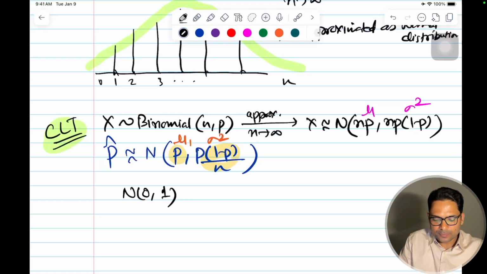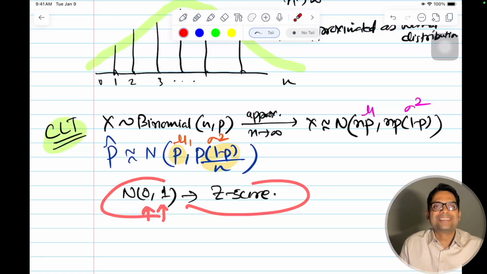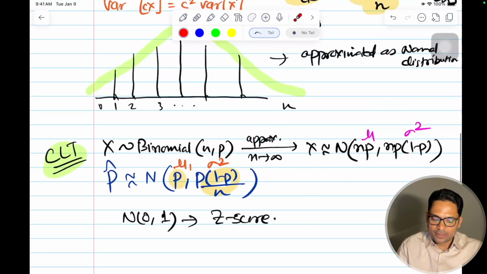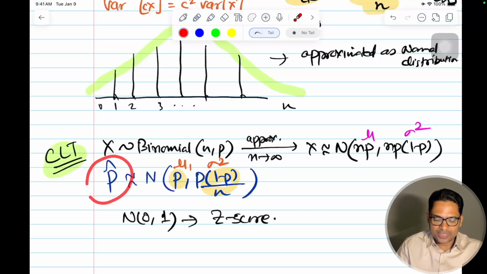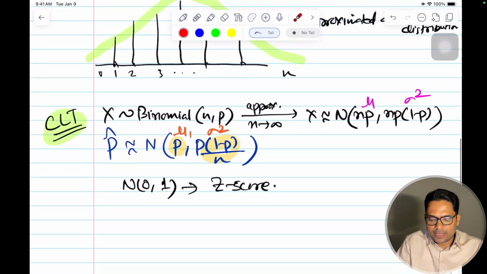N(0,1). This z score is valid, a z test, for mean 0 and variance 1. So this z score or z test comes into play as soon as we are dealing with normal data, which, because of the central limit theorem, this binomial can be approximated as a normal distribution. Because my sample proportion is coming from the binomial distribution and we have seen that relation, similarly my sample proportion can be approximated as a normal distribution with mean p and variance as this term.